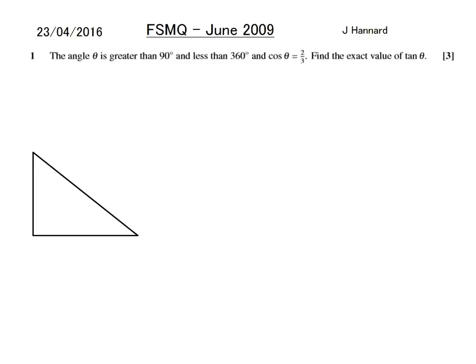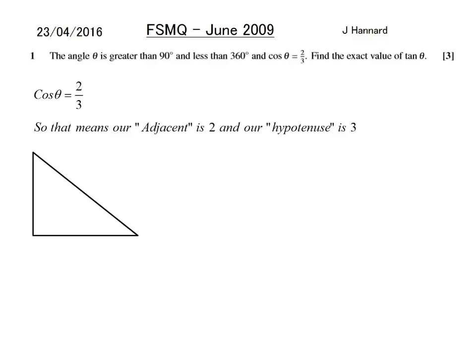So question 1. The angle theta is greater than 90 degrees and less than 360 degrees, and cos theta equals 2/3. Find the exact value of tan theta. Well, what you do here is draw yourself a nice little right angle triangle. We know cos theta equals 2/3, so that means our adjacent is 2 and our hypotenuse is 3, and that's essentially because a cos in its purest sense is an adjacent over a hypotenuse. So the 2's playing the role of the adjacent and 3's playing the role of the hypotenuse, as shown there.